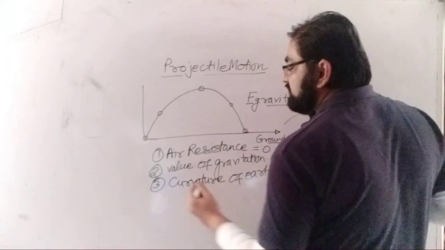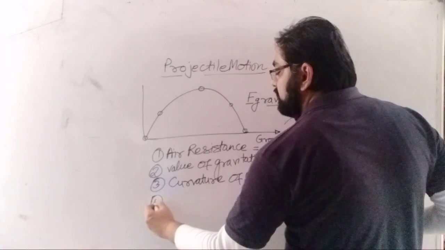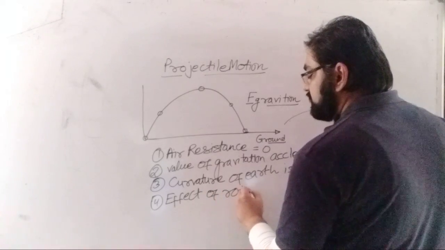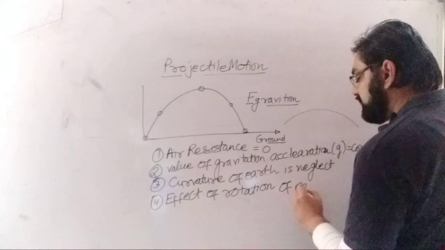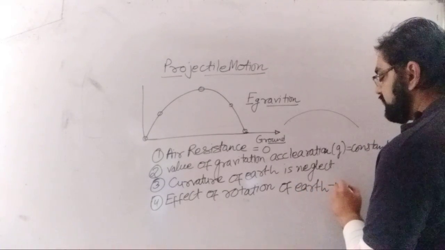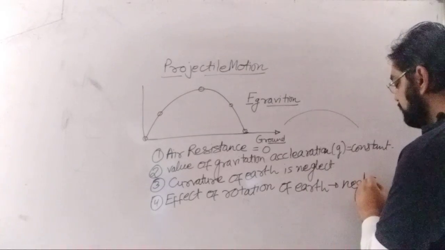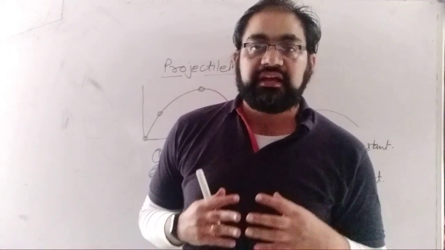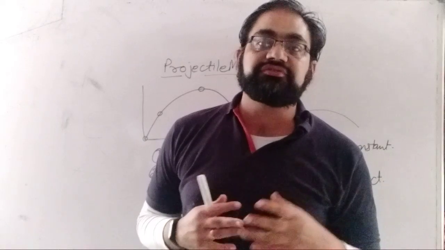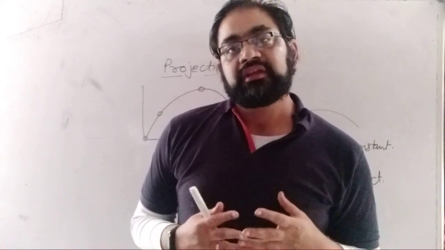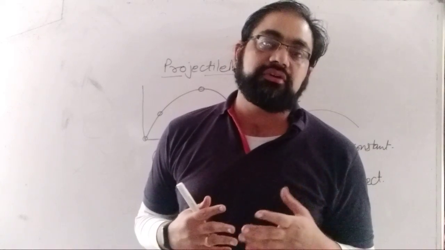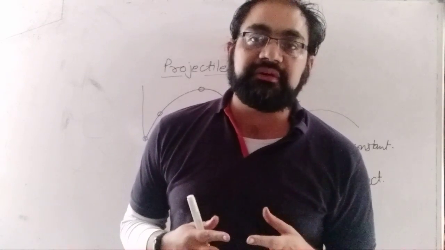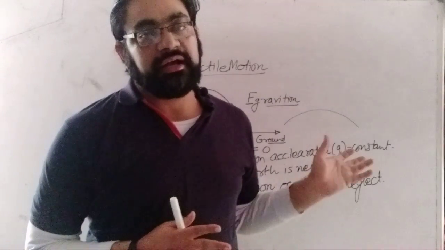Now, the next point is that the effect of earth's rotation is also neglected. We know that the earth revolves on its axis and has some angular velocity and linear velocity. So whenever we throw a projectile, the projectile will get some relative velocity due to the earth's motion. We are going to consider it negligible, and we are not going to consider it during the motion of the projectile.